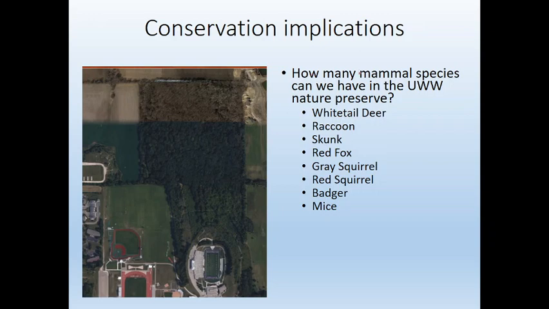So how many mammal species can we have in the UW Nature Preserve? My wife has done some camera trapping in there, and what we see is a lot of deer, you see raccoons, skunks, foxes, a lot of squirrels. There's actually badgers in the nature reserve. I was very surprised to see that. That was pretty cool. There's a bunch of mice and smaller rodents and chipmunks and stuff like that.